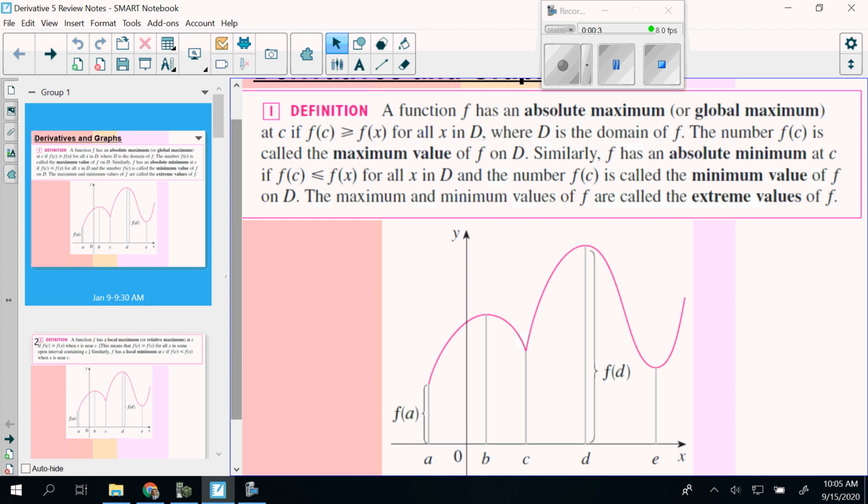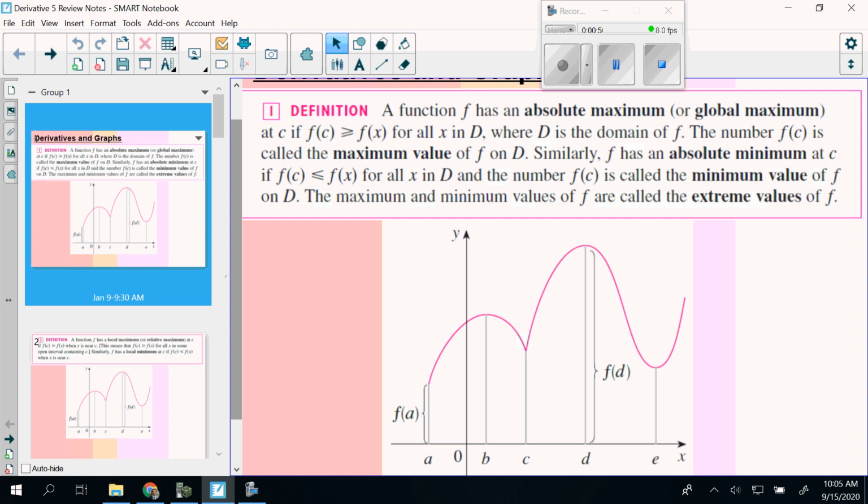Similarly, f has an absolute minimum at c if f of c is less than all the other f of x's for all x in the domain again. This f of c is called the minimum value of f on D. The absolute max and min values are called extreme values.